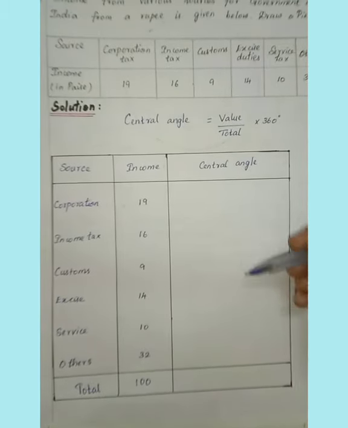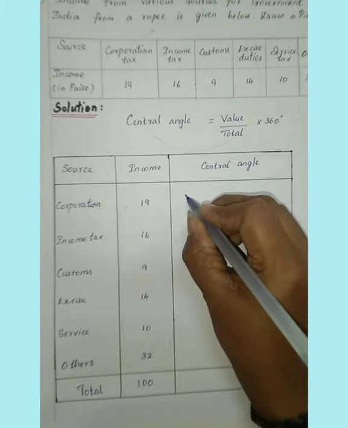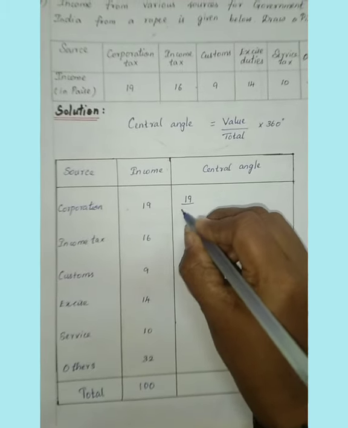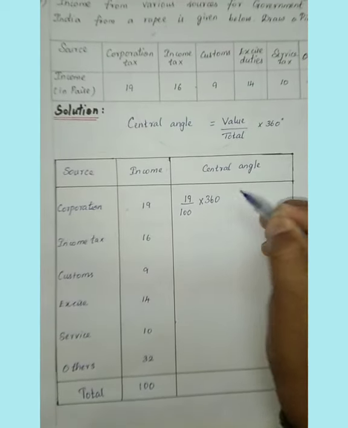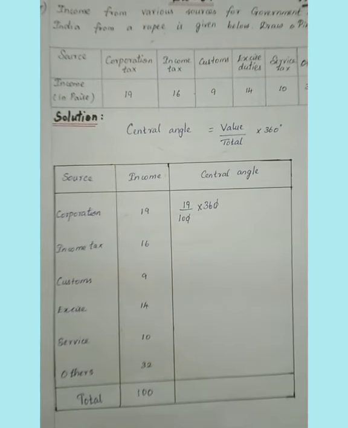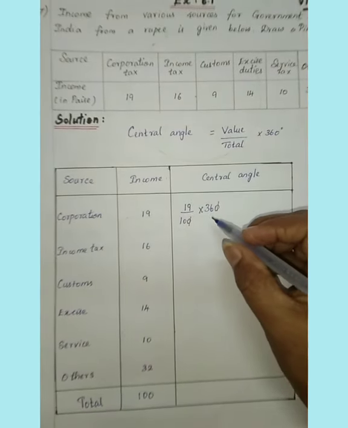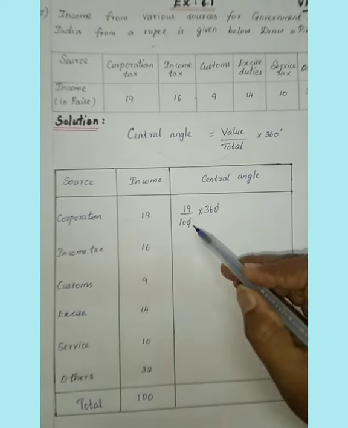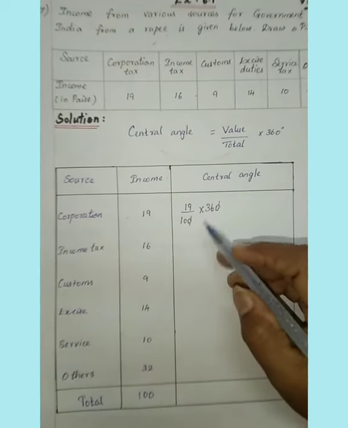Now one by one we can find out the central angle. So we can apply the formula. First value is 19 by total is 100 into 360. So we can cancel this. Only 1 zero we can cancel. 36 and 10 we can cancel by 2 table, but no need to cancel. If the denominator is 10, we can place the decimal point easily. So no need to simplify this.